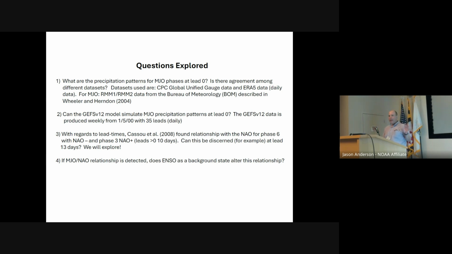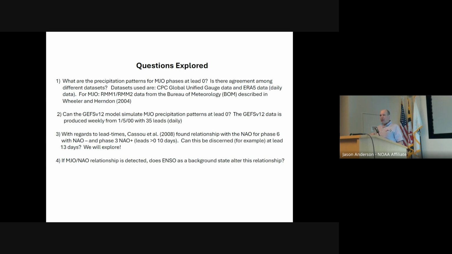Now, Cassou's work, what I like about this, and I'll show this as well, is that when I look at the NAO, the NAO is noisy, it's atmospheric, it's day to day. If you look at a model for a few days, then you lose predictability. But what Cassou was able to show was that during specific MJO phases, namely 3 and 6, the NAO in phase 3 of the MJO tends to go positive around day 7 to 8 and stay positive beyond that for at least a week. And phase 6 does it for NAO negative.